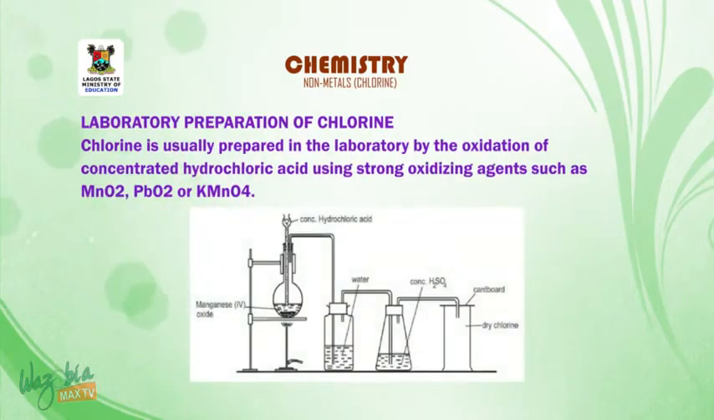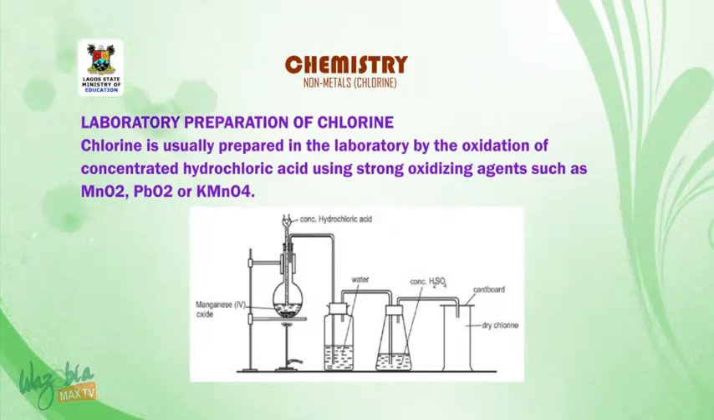Laboratory preparation of chlorine. Chlorine is usually prepared in the laboratory by the oxidation of concentrated hydrochloric acid using strong oxidizing agents such as manganese(IV) oxide, lead(IV) oxide, or potassium tetraoxomanganate(VII).